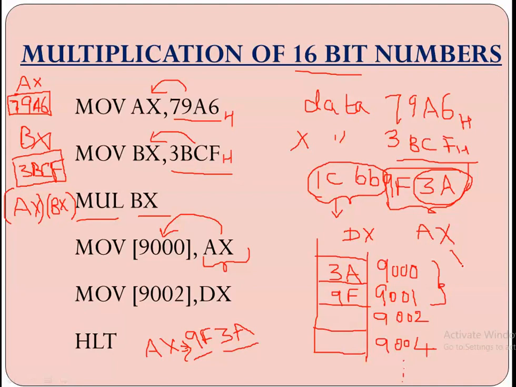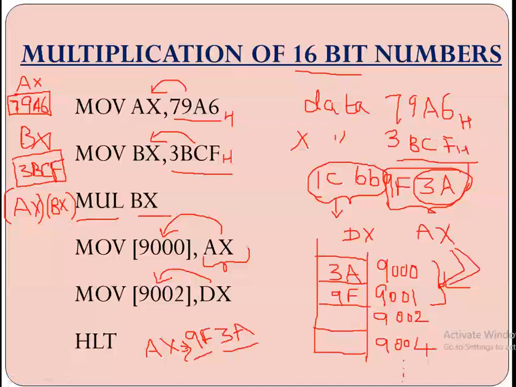After that, they are saying that from DX you have to move the content to 9002. So you are given only one memory location, but how will you store it? You will be storing it together.